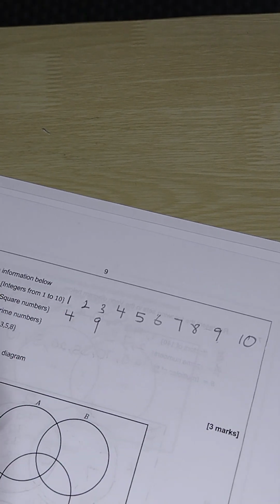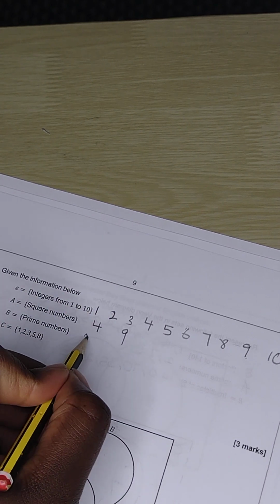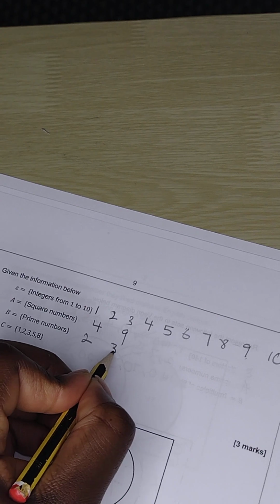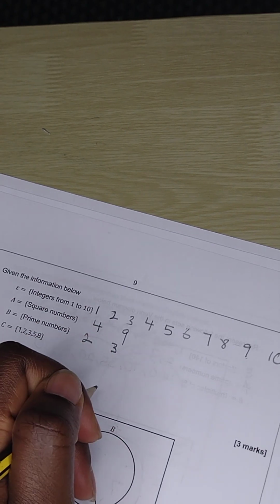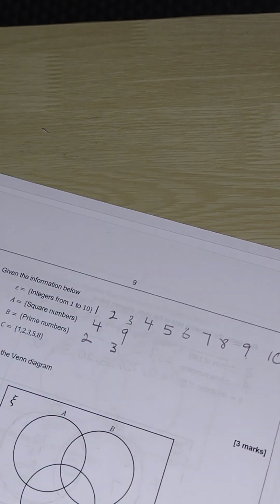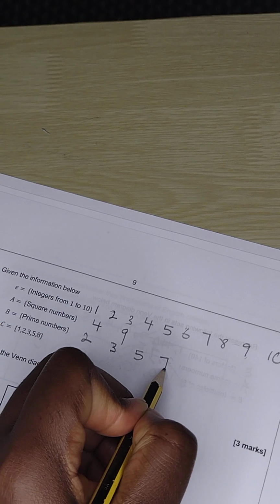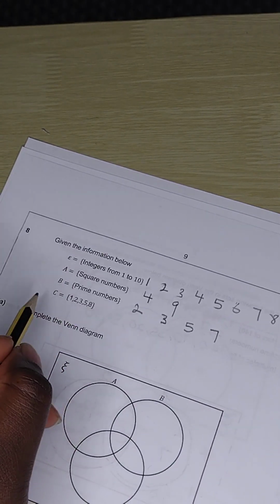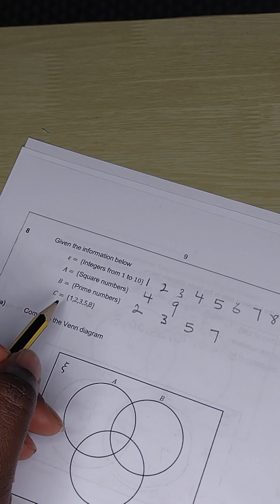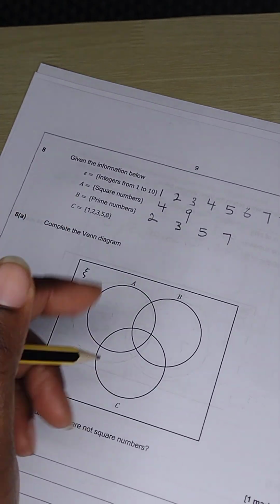Then B is prime numbers, so 2 is a prime number, 3 is a prime number. By the way, prime numbers are numbers that are only divisible by themselves and 1. Okay, so nothing else can divide into them. We've got 5, we've got 7, and that's it. And here we've been given the numbers already, so 1, 2, 3, 5, and 8. Now we can complete the Venn diagram.